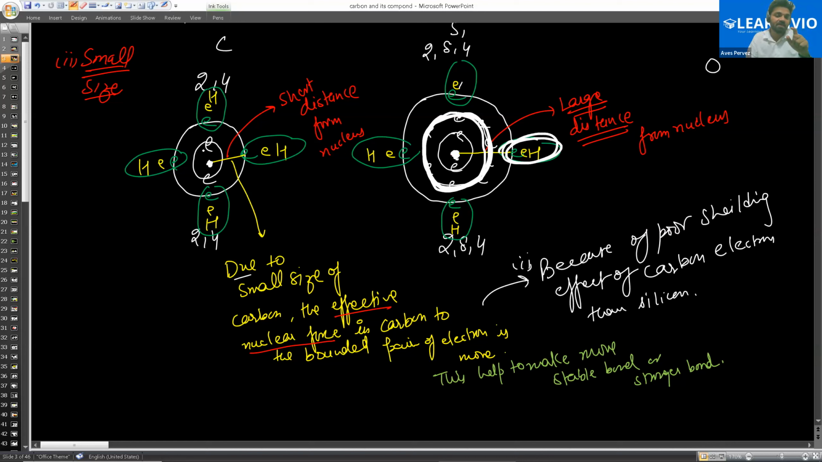But here, there are two shells, the size is small. Because of the small size, the bonded pair of electrons on the outermost shell are closer to the nucleus. They are held tightly by the nucleus. And secondly, here there is poor shielding effect, so the nucleus is visible to these electrons. If the nucleus is visible, its force is also experienced by these bonded pair of electrons, and the bond can be easily held.